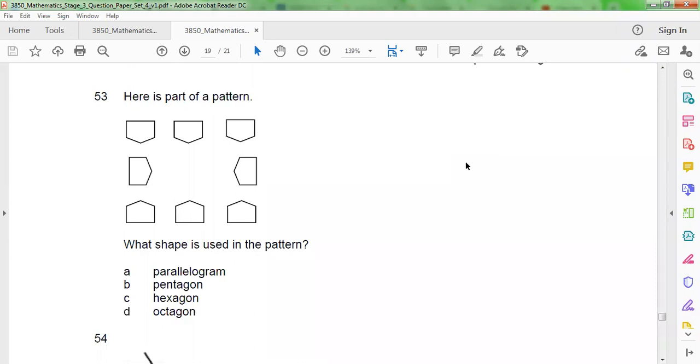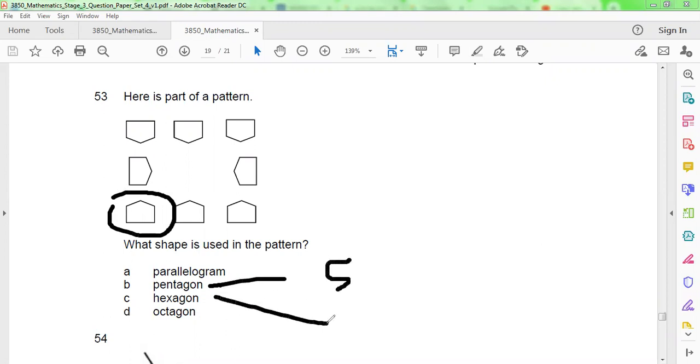Okay, it says here is part of a pattern. What shape is used in the pattern? As you can see, this has 5 sides. This is called a pentagon. So penta means 5, hexagon 6, octagon 8.